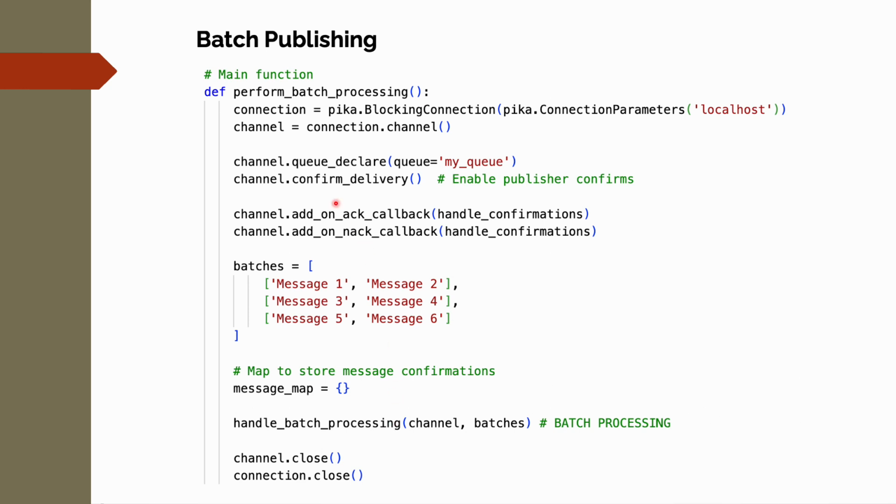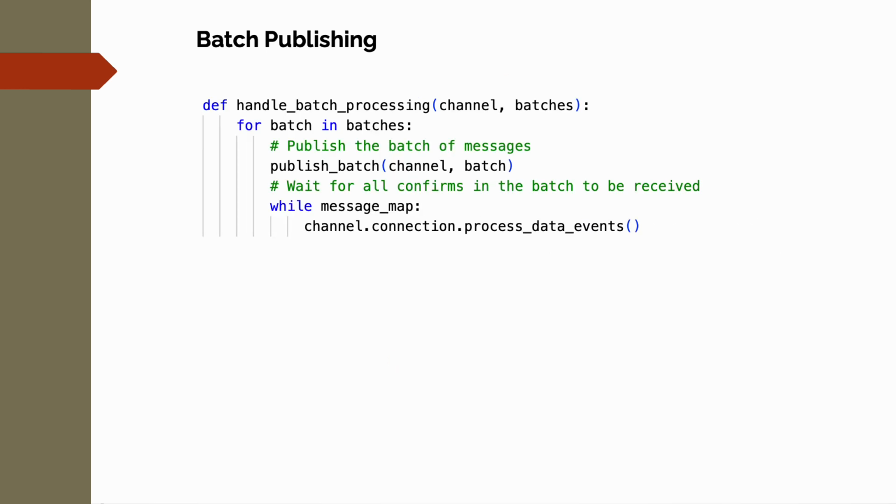Establishes a connection to RabbitMQ and creates a channel. Declares the queue named my_queue. Enables publisher confirms on the channel. Registers the handle_confirmations function as the callback for acknowledgements and negative acknowledgements. Defines a list of message batches to be processed. Initializes the message_map dictionary to store message confirmations. Calls the handle_batch_processing function to start the batch processing, and closes the channel and connection once all batches are processed.